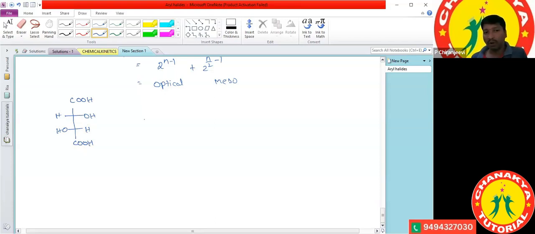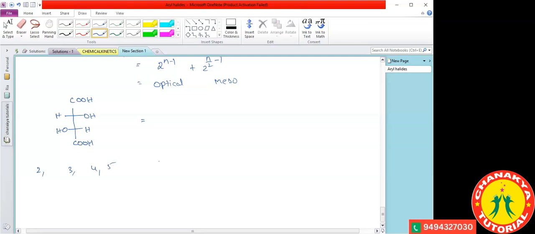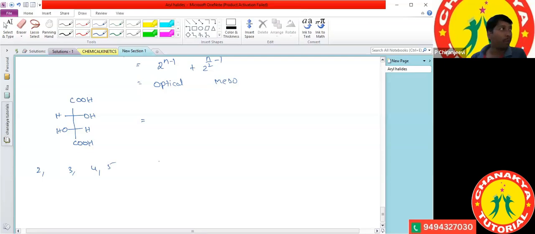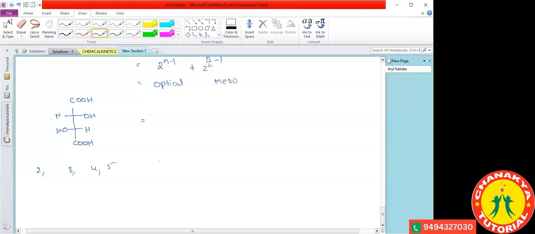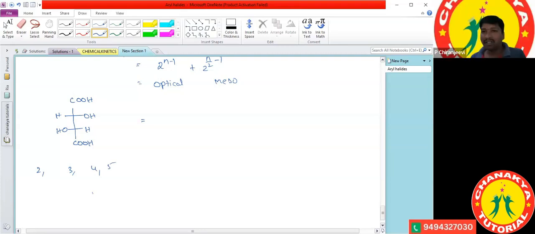First of all, the total number of stereoisomers. How many stereoisomers does the given compound exhibit? Options: 2, 3, 4, 5. Kathy, Aditi, you are giving some answer. Is it 4? It's not 4. Is it 2? Or is it 3? 3 is the correct answer.